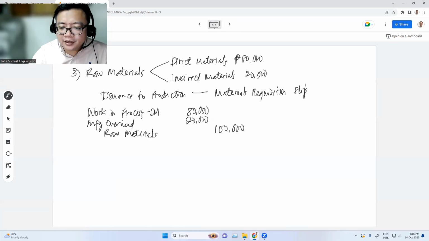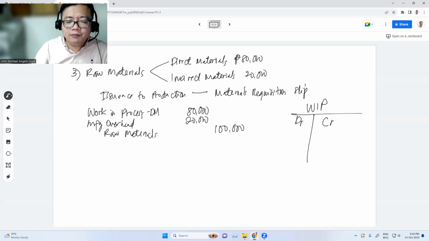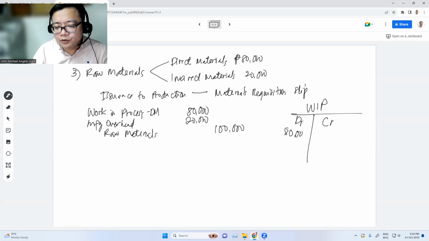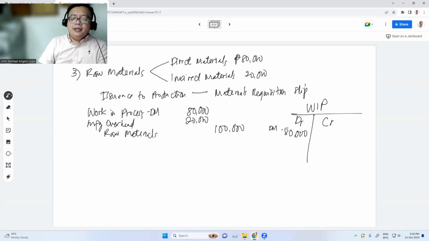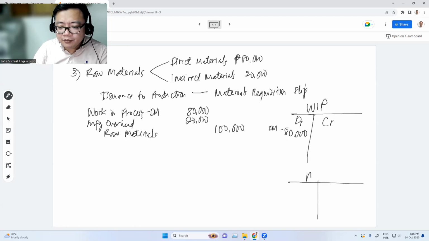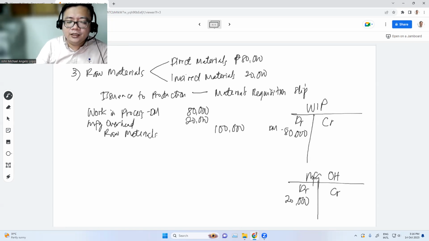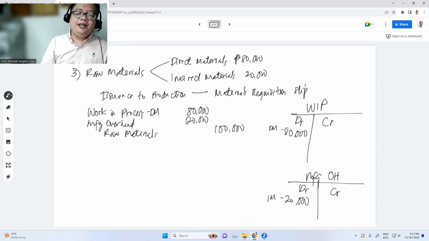In your T account, for work in process, debit and credit, the work in process here is 80,000, so I will put here 80,000 as your DM. And also, the newly introduced manufacturing overhead, debit and credit: we debit here our 20,000. What is that 20,000? That's your indirect materials.